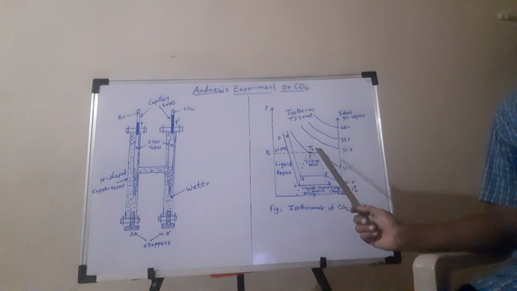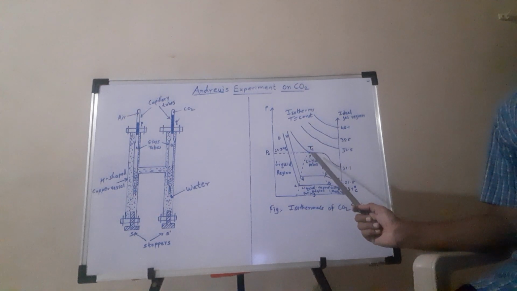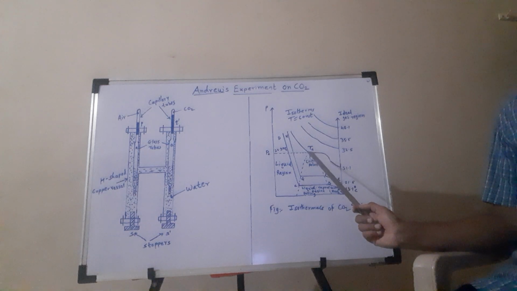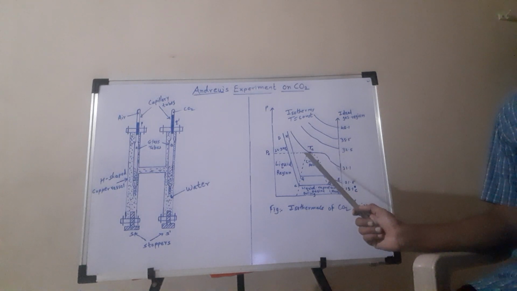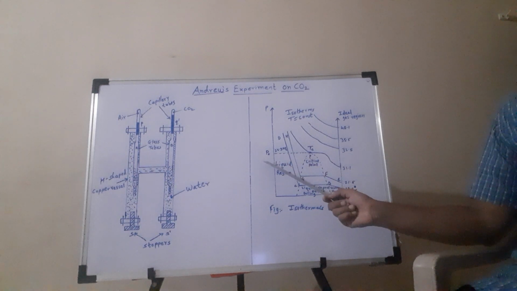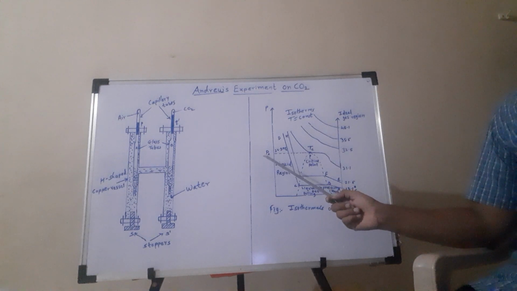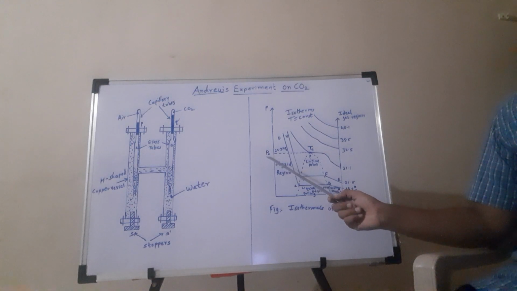Critical temperature Tc is defined as the maximum temperature at which a gas can be liquefied by the increase of pressure alone. Above this temperature, the gas cannot be liquefied, howsoever large the applied pressure may be. Then Pc means critical pressure. The pressure necessary to liquefy a gas at critical temperature is called critical pressure.